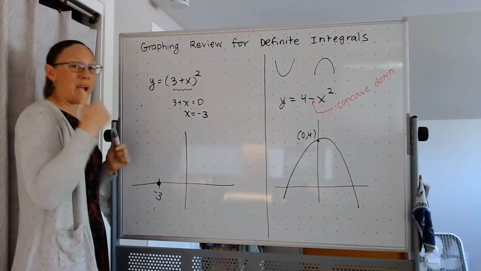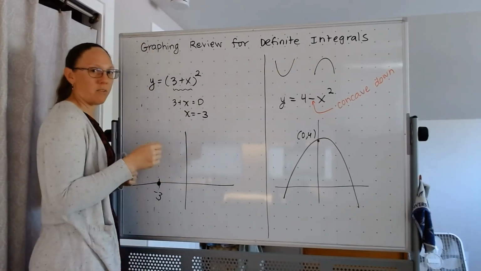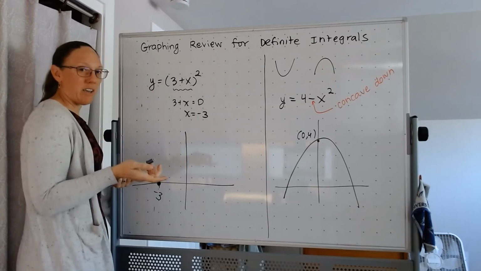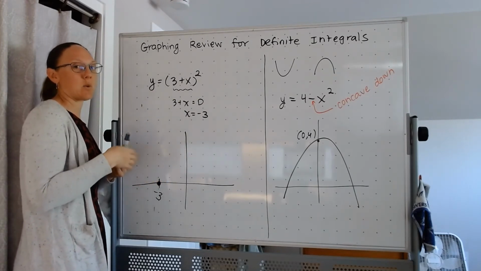Again, I need to know how it's shifted, and I need to know whether it's concave up or concave down. So to decide if it's concave up or concave down, I need to know the coefficient in front of the x squared.